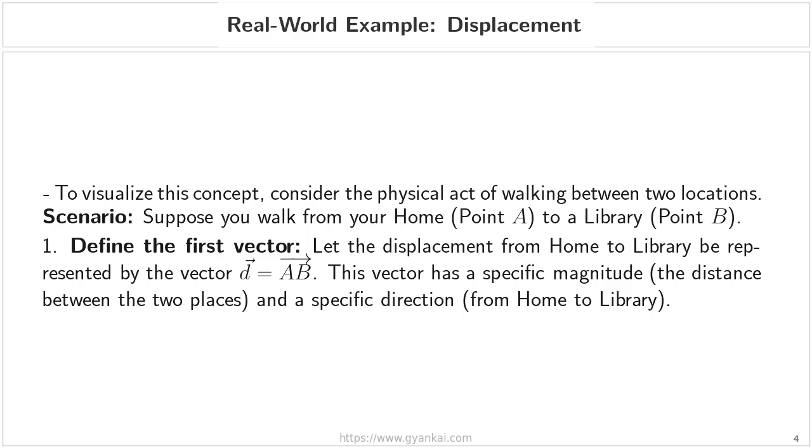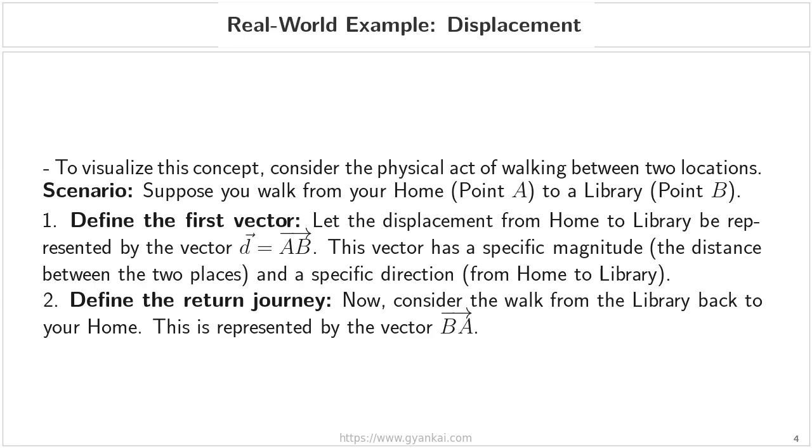We can represent the displacement from your home to the library as the vector D, which is also written as the vector AB. This vector carries two vital pieces of information: the magnitude, which is simply the physical distance between your home and the library, and the direction, which is the specific path leading from home toward the library.